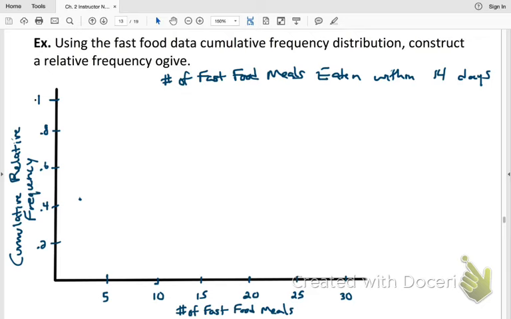Then for the next class, it was 0.78. So I'm going to go to about 7.5 and have a dot at about 7.5, pretty close to 0.8, 0.78. And then I was at 0.92, so fairly close to 1, and that's going to be at about 12.5. And then 0.94. And then 0.97, and then 1.